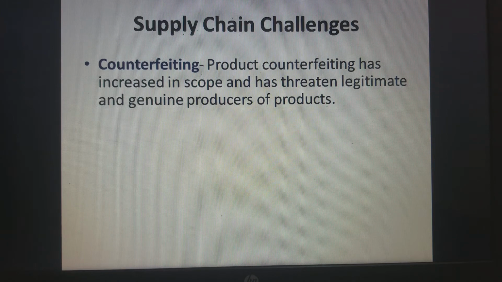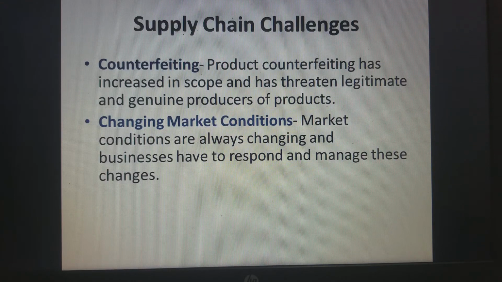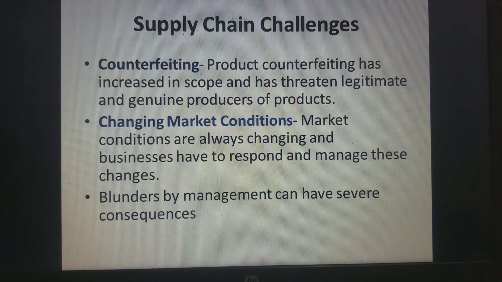Counterfeiting is also a rising problem. Product counterfeiting has increased in scope and has threatened legitimate and genuine producers of products. Changing market conditions across the world. Market conditions are always changing, and businesses have to respond and manage these changes. We talk about blunders. Yes, blunders by management can have severe consequences. So because things are changing so fast, if the management blunders, it may have far-reaching effects.